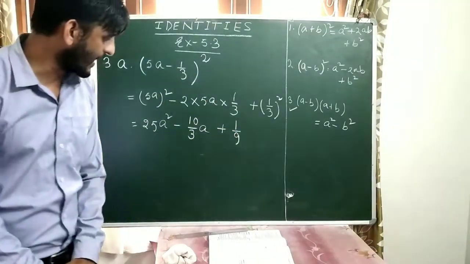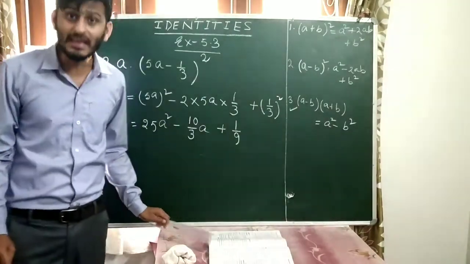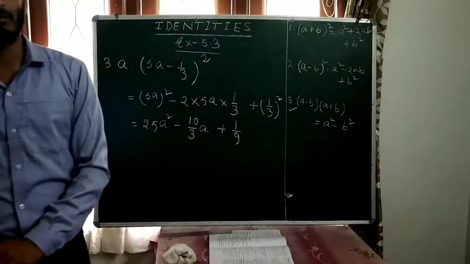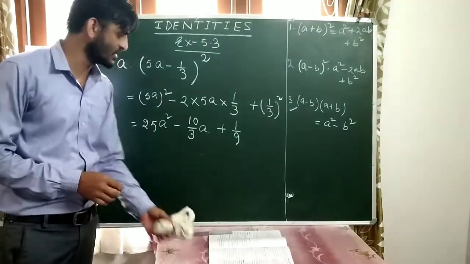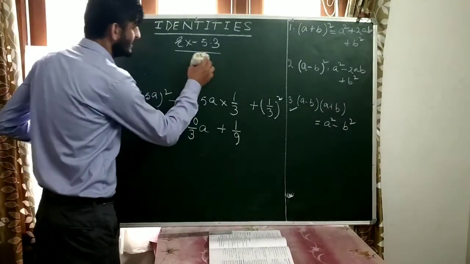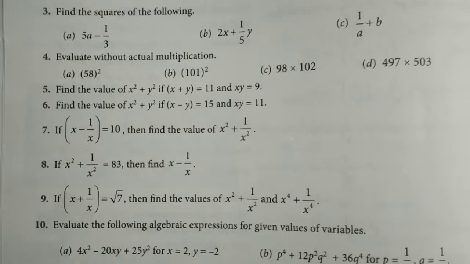So that means we can use these identities very carefully and very easily in question number 3 also. If we move to the next part of the question, that is question number 4, let's see how we can solve it. In question number 4a, what is the question there?